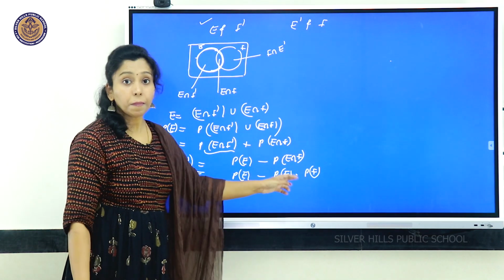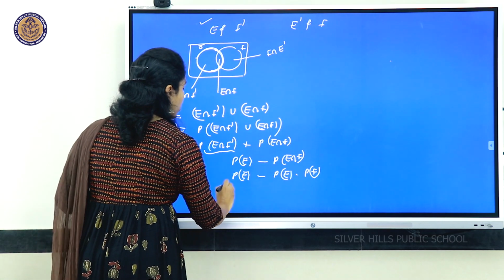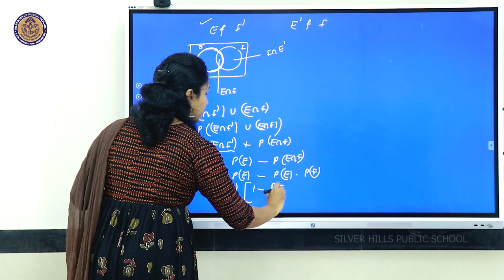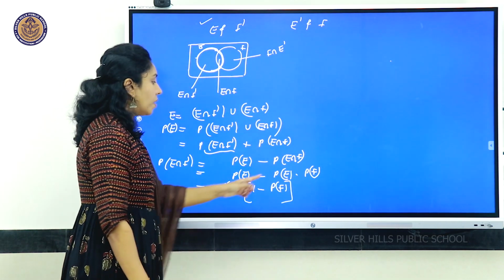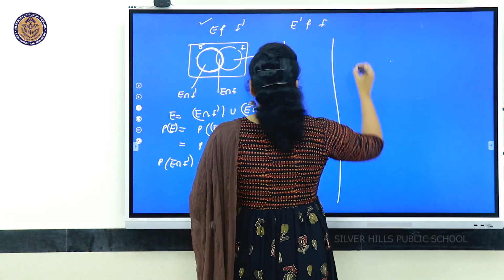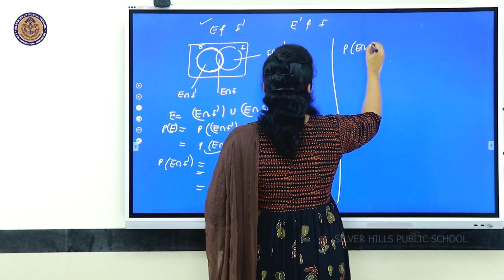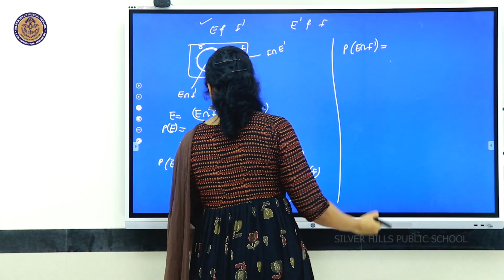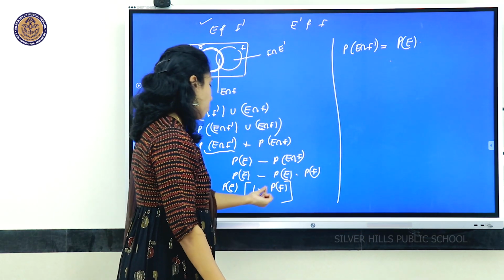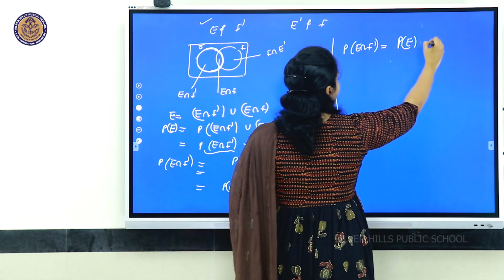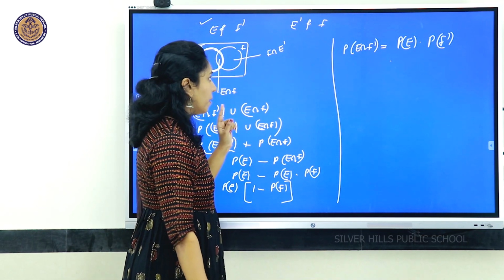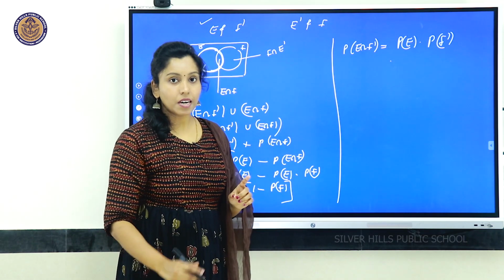Now what is common here? P of E is common. That is equal to, I took P of E outside, in brackets I get 1 minus P of F. Now what is 1 minus P of F? It is P of F complement. So what did we get? The left side was P of E intersection F complement, equal to P of E into P of F complement. So what does this mean? If E and F are independent, E and F complement are independent.